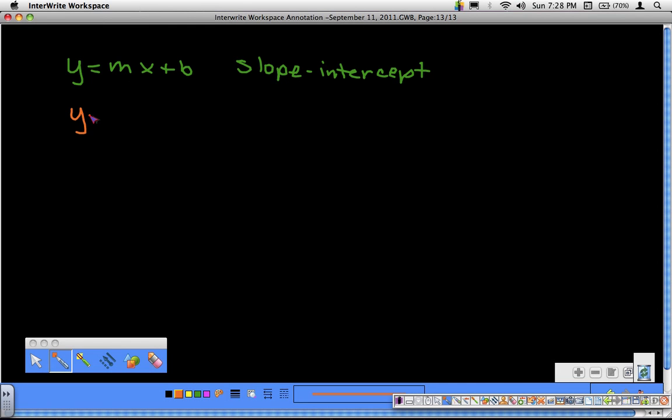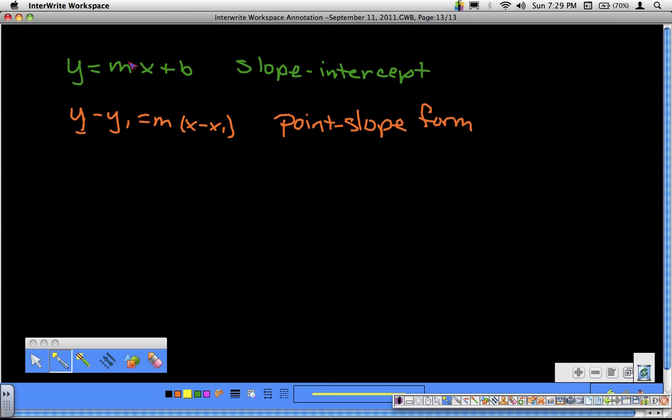Oops, and I made a mistake there real quick. Where we just say y minus y1 equals m times x minus x1. This is known as the point slope formula, or point slope form. Now, just like in our previous form up on top, m was the slope, b was the y-intercept. Here, the m is still going to be the slope, so that's not going to change.